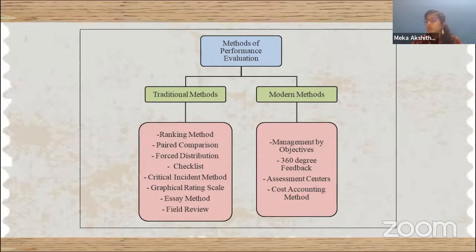Then comes methods of performance evaluation. These methods of performance evaluation can be divided into two main types: traditional methods and modern methods. Traditional methods are the methods which have been used in the past in organizations, and modern methods are being used in today's organizations. What is the difference between traditional methods and modern methods? I'll be asking you after we are done with both the methods. Okay. So first we'll be dealing with traditional methods.